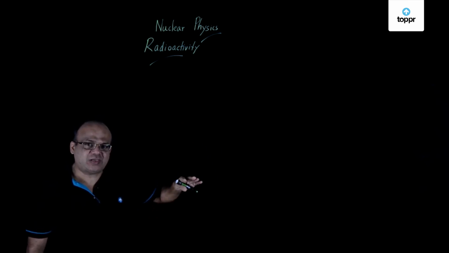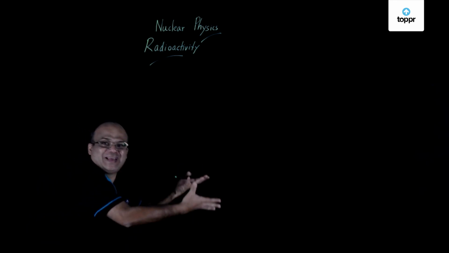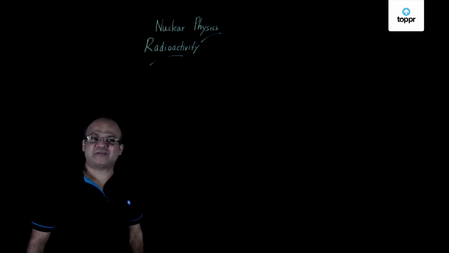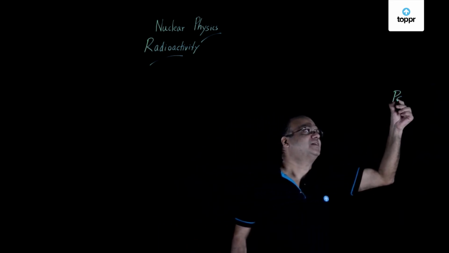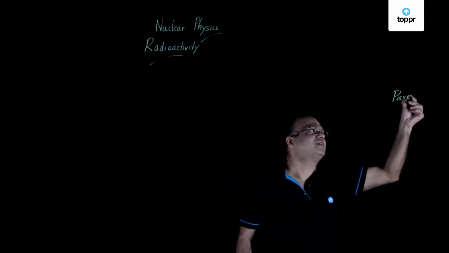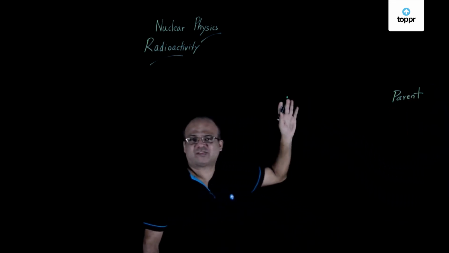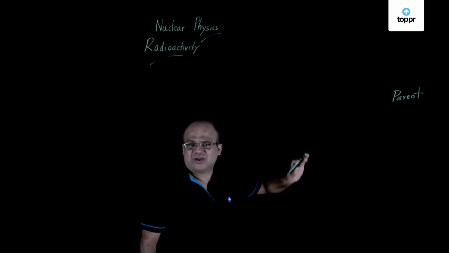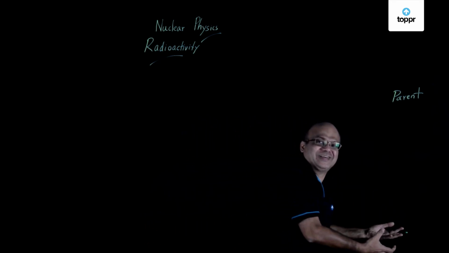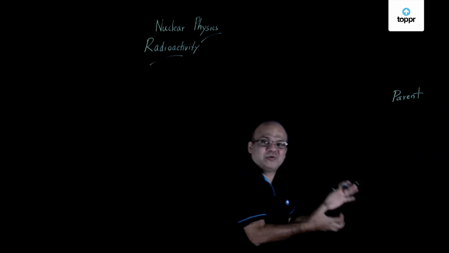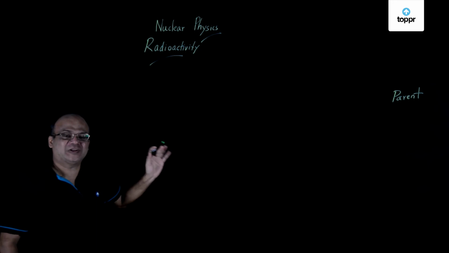In radioactivity, the first nucleus or the first nuclide that undergoes radioactivity is called the parent nucleus. This parent nucleus will decay or disintegrate to give us daughter nuclides. Daughter nuclides will decay and give us granddaughter nuclides. In radioactivity, you don't get any son or grandson. You get daughter and granddaughter nuclides.